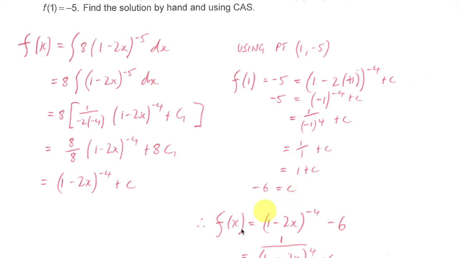So now what I can say is that f of x is equal to 1 minus 2x to the power of negative 4, taking away 6. So rather than just having the general constant, I have a specific constant, which is negative 6. And we're able to determine that it was negative 6 because of this fact here. Now just reorganising things a little bit, so rather than expressing it with a negative power, I'm going to bring it to the bottom, so 1 minus 2x to the power of positive 4, taking away 6.